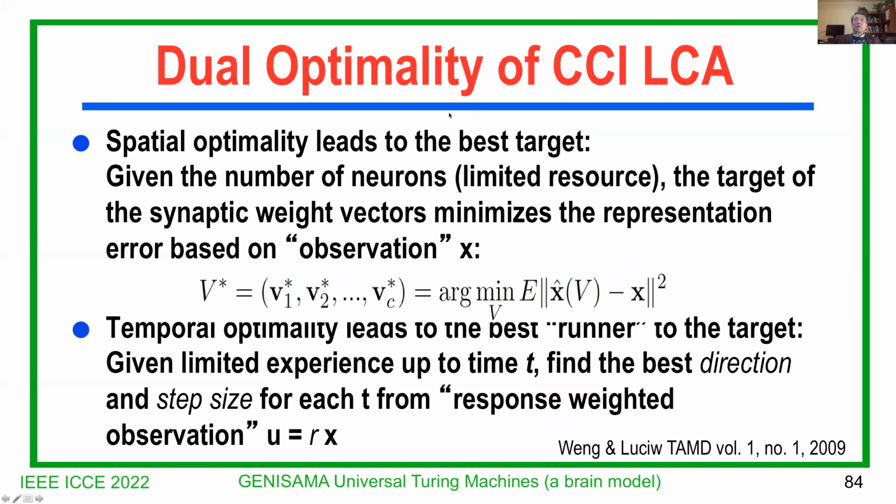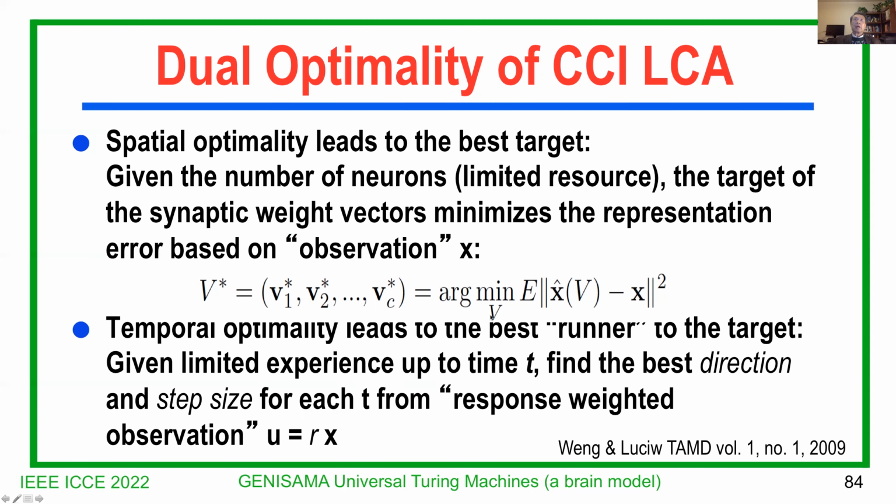So the dual optimality of CCI LCA is that it has a dual optimality. You have optimality in 2 senses. One is spatial optimality, another is temporal optimality. Spatial optimality means that the target, the reconstruction: suppose you have a reconstruction using V as a subspace, and this is the input. This is the context, X, Y, Z actually later on. We use X, but later on it will be X, Y, Z. Then you find the minimum. V is the target, spatial optimality.